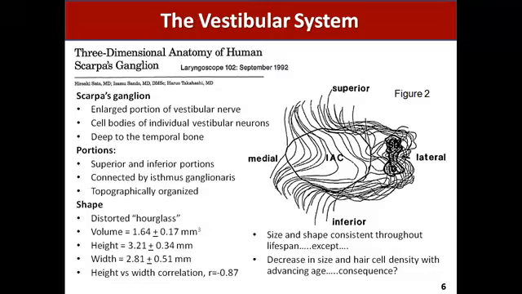and studies do find a relative decrease in the size and the density of hair cells with advancing age. And so the consequence of this decrease in size of the ganglion, as well as a decrease in the density of hair cells contained within the sensory organs, we'll see a decrease in the speed and the magnitude of the action potentials conveyed to the central nervous system when there is a disturbance in body equilibrium or postural balance.